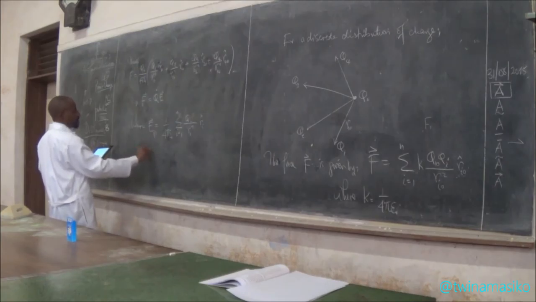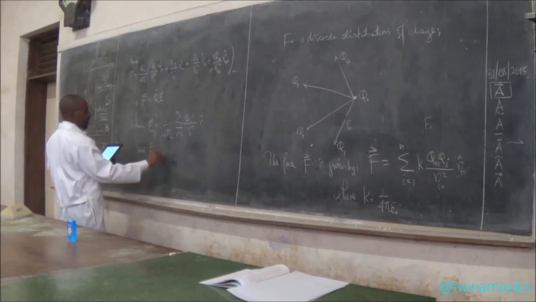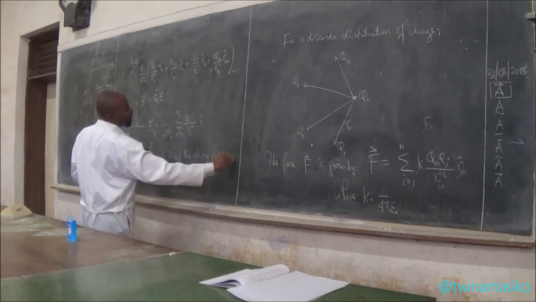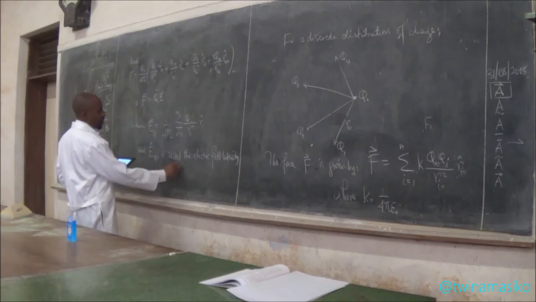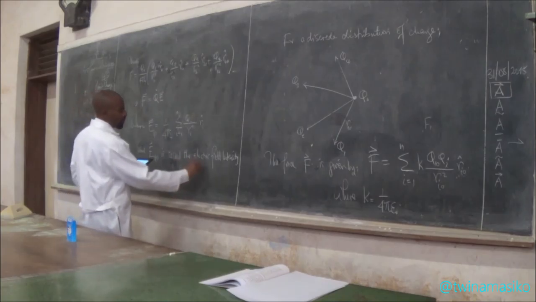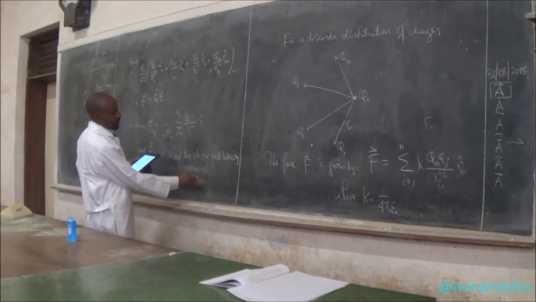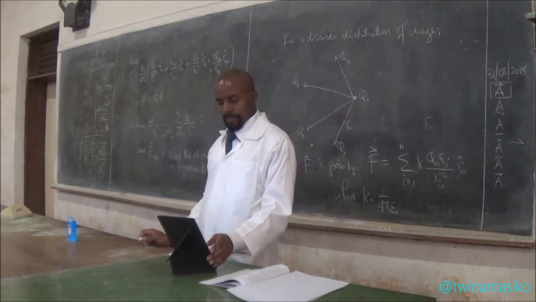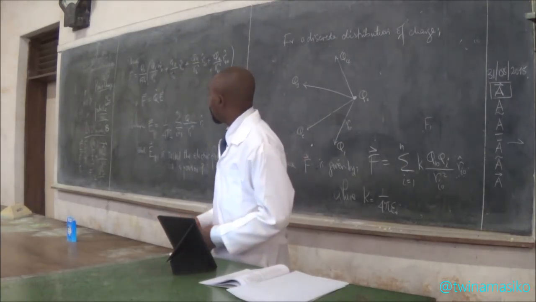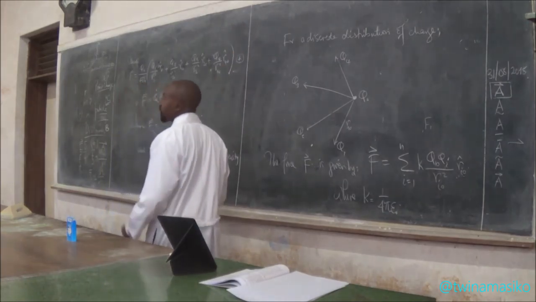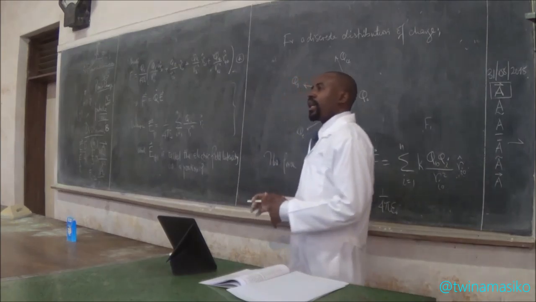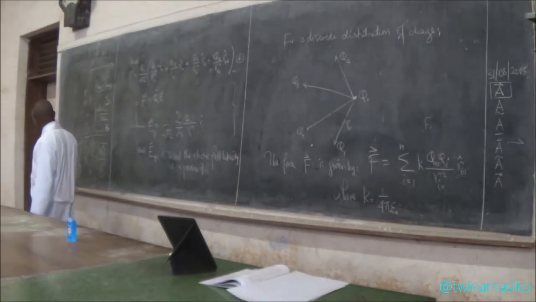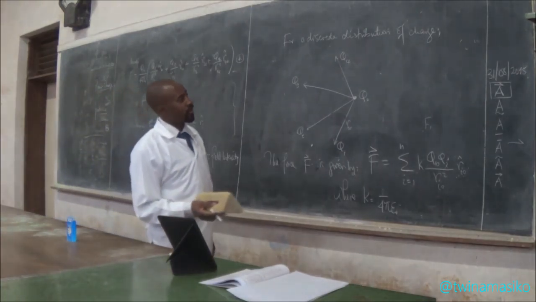And this E_P here is called the electric field at a position P. So this is for a discrete distribution of charge. I just added this to show you how you can extrapolate and come out with the description of the other part, which is the electric field.